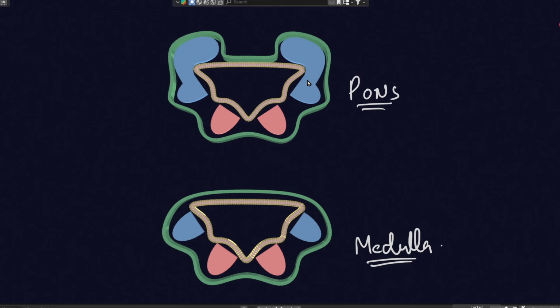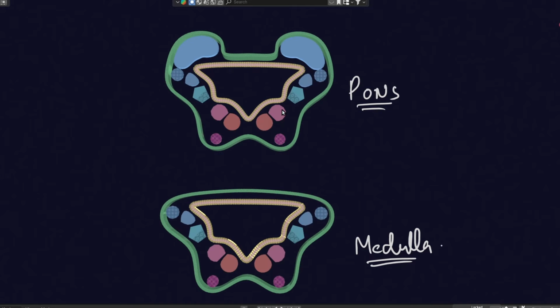This rhombic lip is actually going to form the cerebellum, and the rest of the structures will form different nuclei of pons as well as medulla. In medulla there is no rhombic lip of course, but here there will be rhombic lip, and there will be the formation of these nuclei.